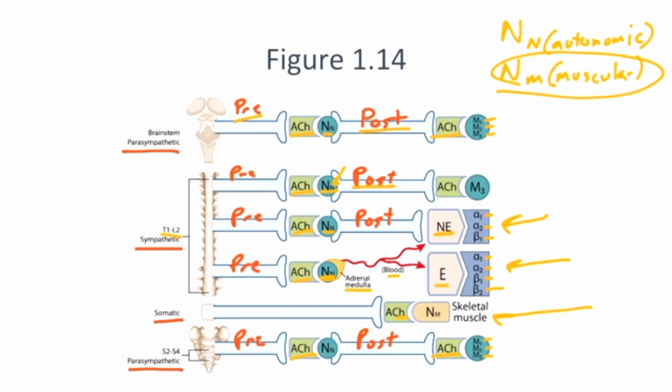Now there's one deviation from the rule that parasympathetics stimulate the muscarinic receptors, and that is the M3 receptor in the sweat glands only. In the sweat glands, the M3 receptor is actually stimulated by the sympathetic nervous system.